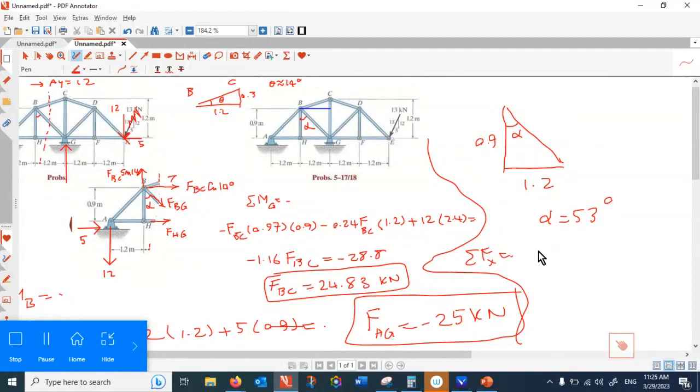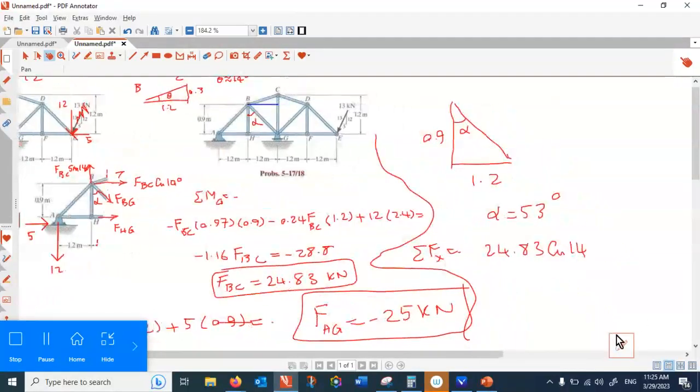FBC is positive, 24.83 cos 14, and then FBG sine alpha, that is also positive, FBG sine 53.